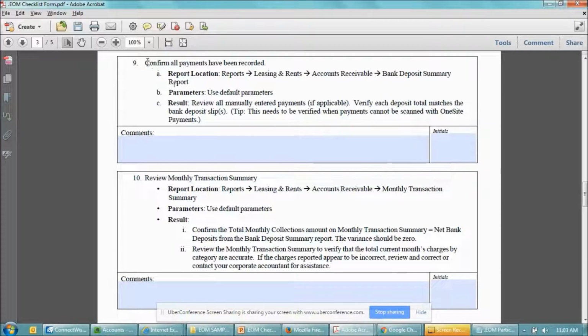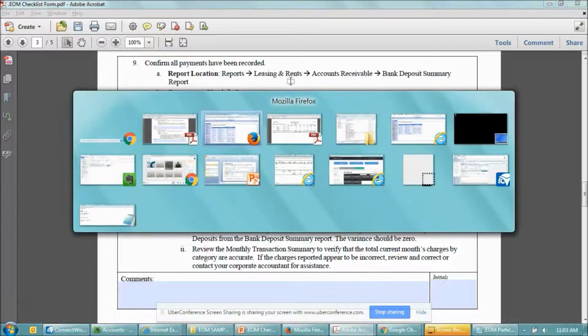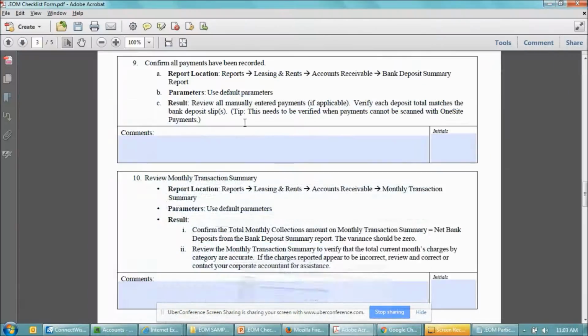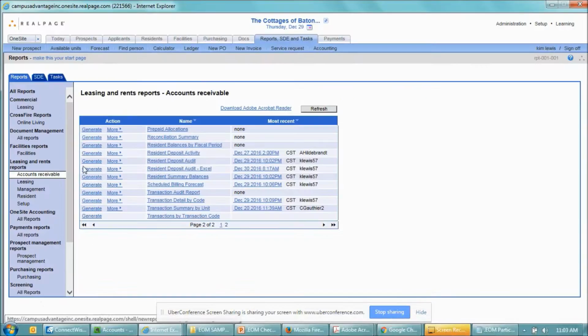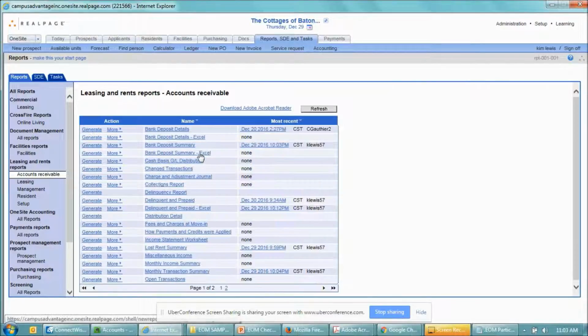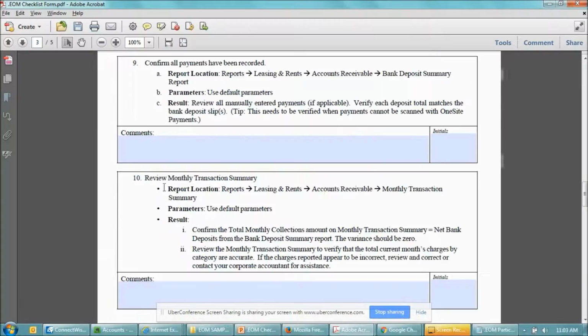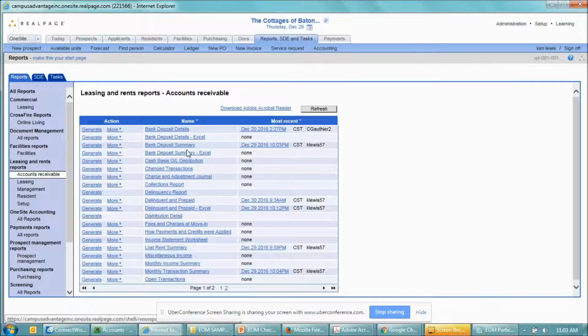All right, number 9, confirm all payments have been recorded, and that's in our bank deposit summary report under the accounts receivable. That's the fake database. Let me go to the real one. Accounts receivable, and it is the bank deposit summary report. Yes, bank deposit summary report.